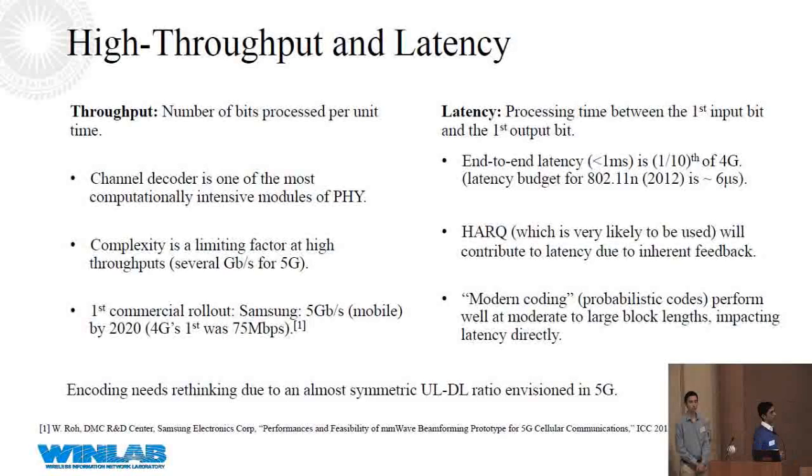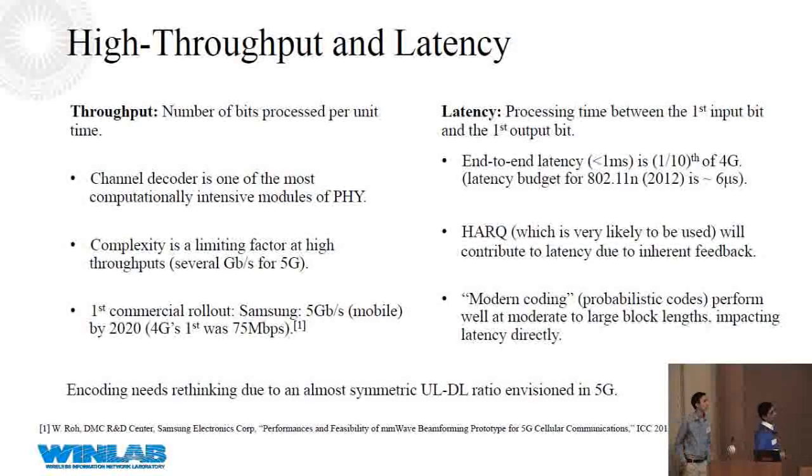In any communication system, if you recall the PHY layer chain of modules, the channel decoder algorithm is one of the most computationally intensive processing modules in the PHY layer, especially if you have a soft-in, soft-out kind of algorithm. You have the convolutional decoders like BCJR, Viterbi, or you have these factor graph based decoding and so on. They're all pretty expensive.